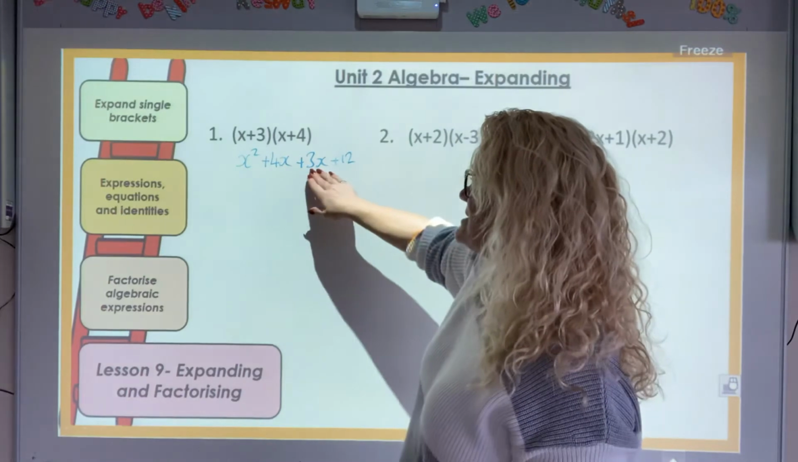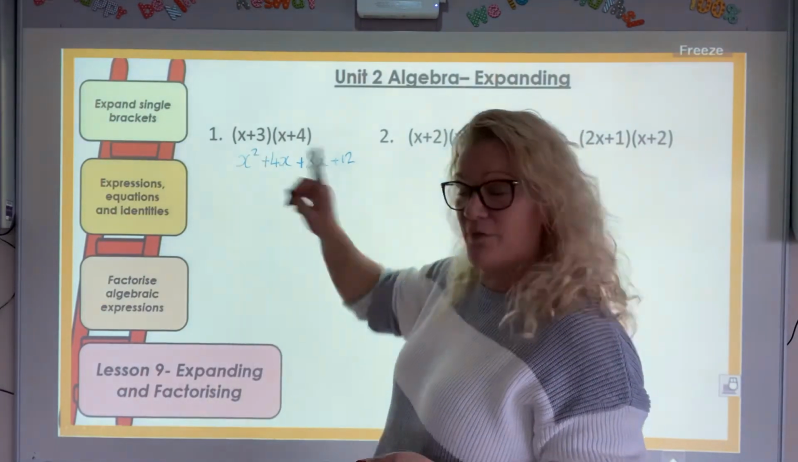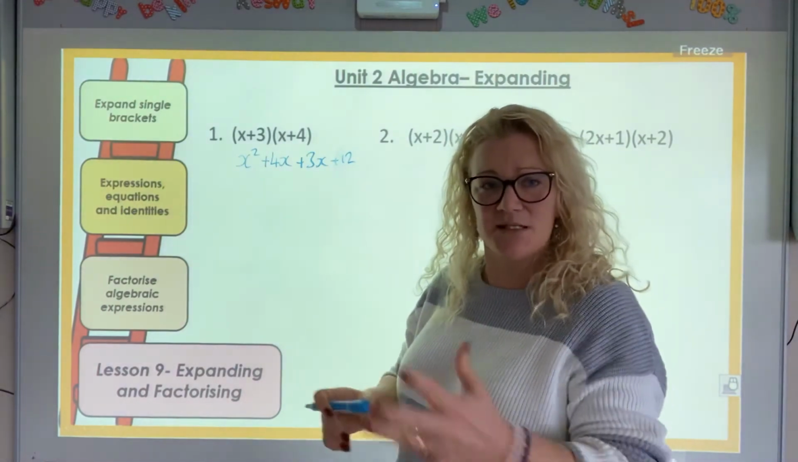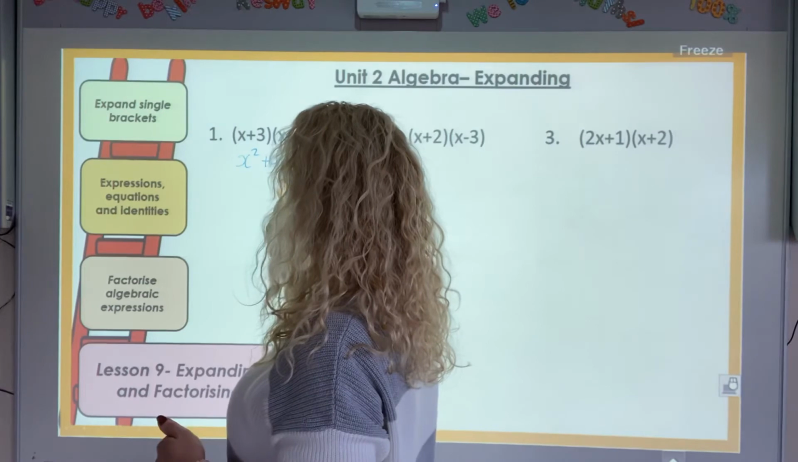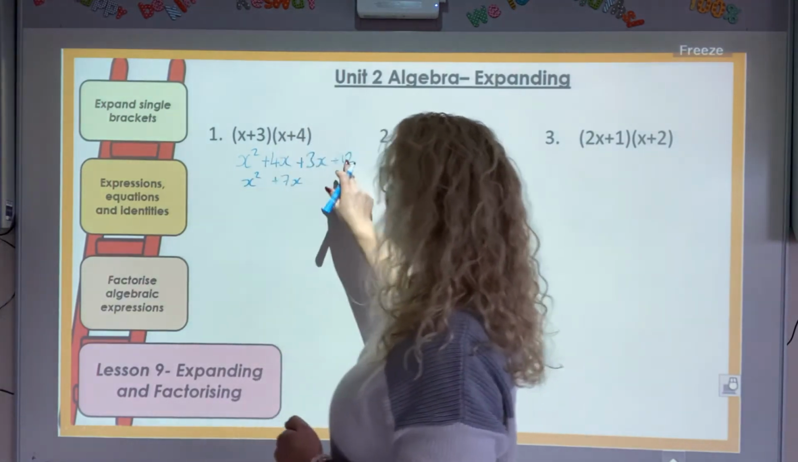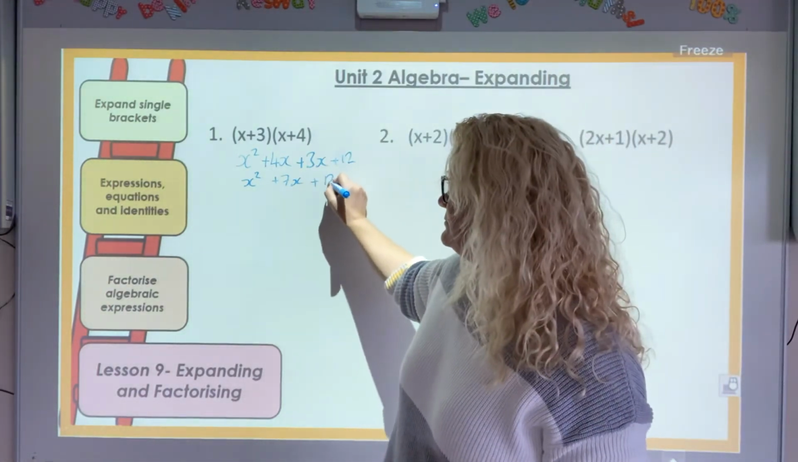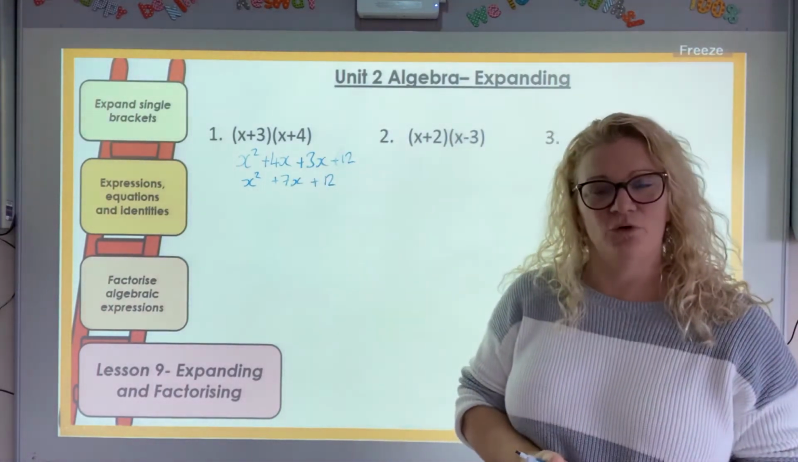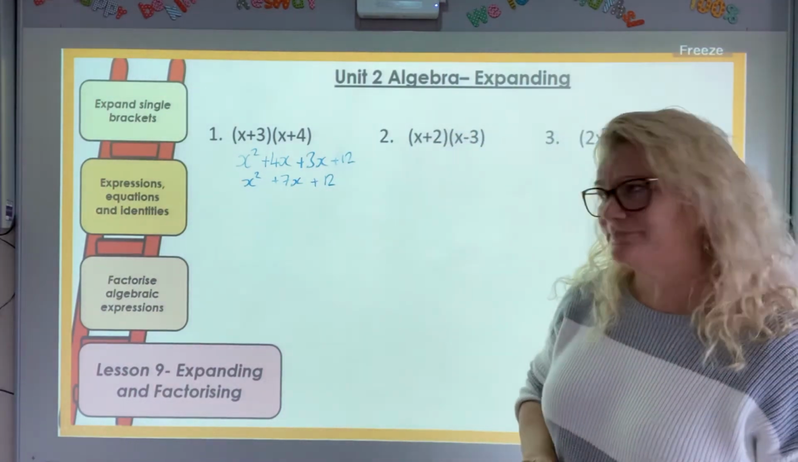The 3x and the 4x both have the power of x being x to the power of 1. So we can add them together. So the 4x and the 3x give us plus 7x. We've already got that x squared. And plus 12, that's just the number 12. It gets added on all by itself. And that's it. That's our answer.